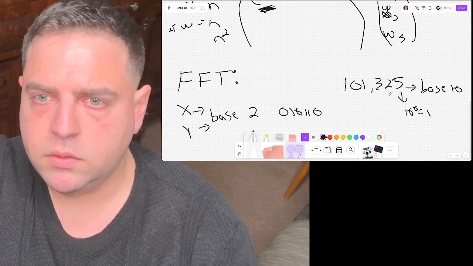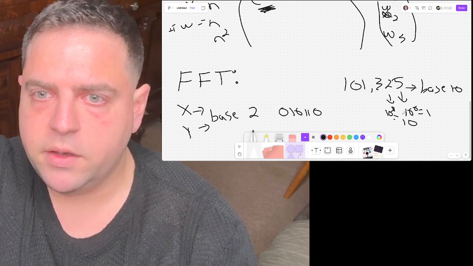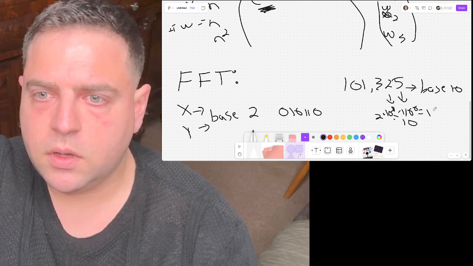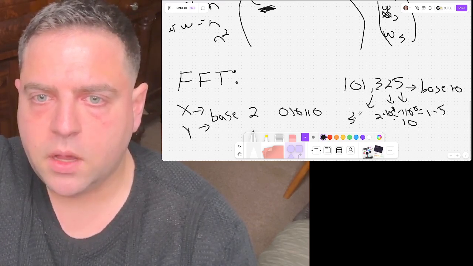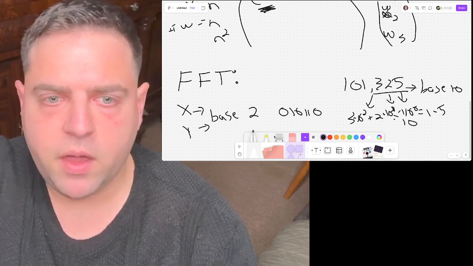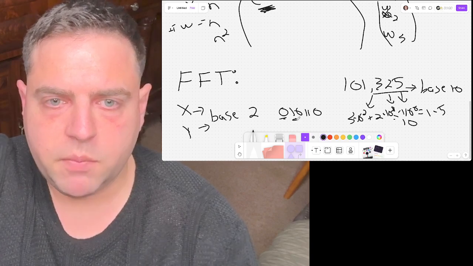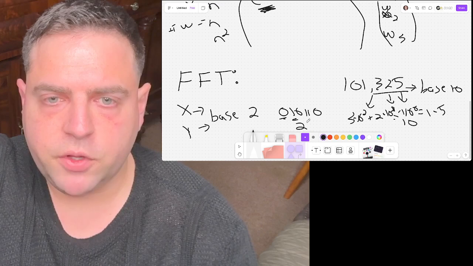because it's expanded in powers of 10. 10 to the 0 equals 1, 10 to the 1 equals 10, times 2, plus 5. 3 times 10 to the 2 is 100. So far we have 325. It's in powers of 10. This is in powers of 2.